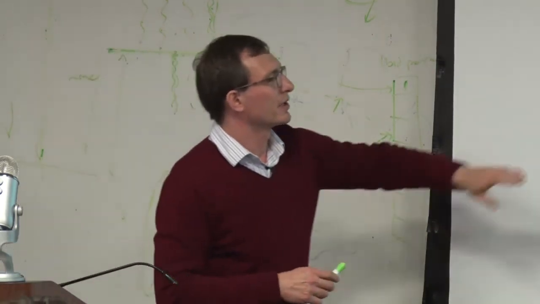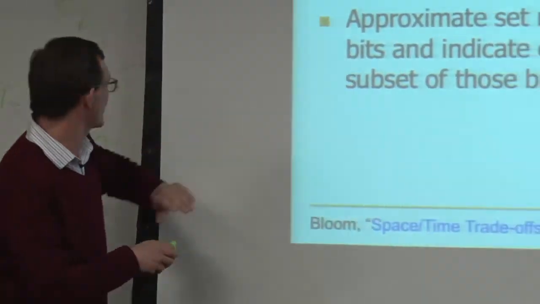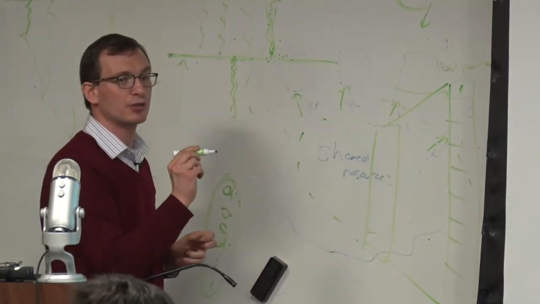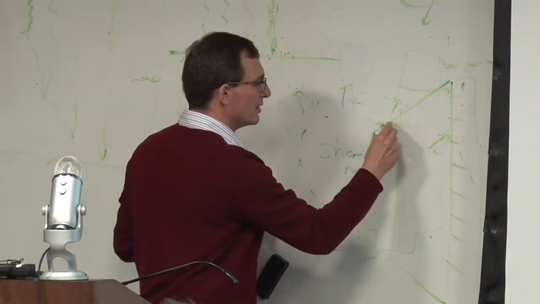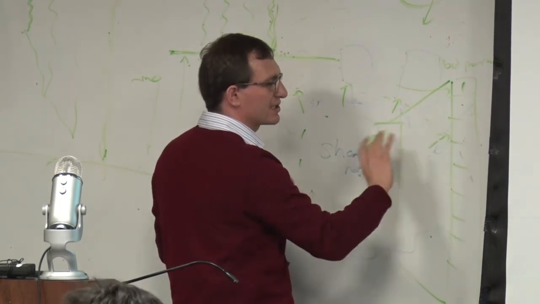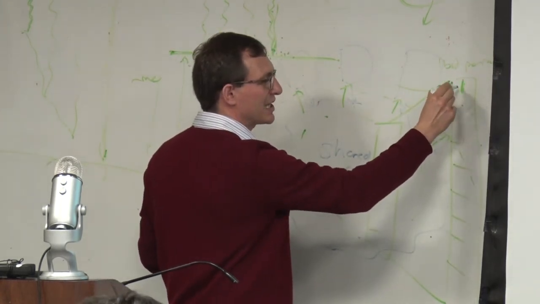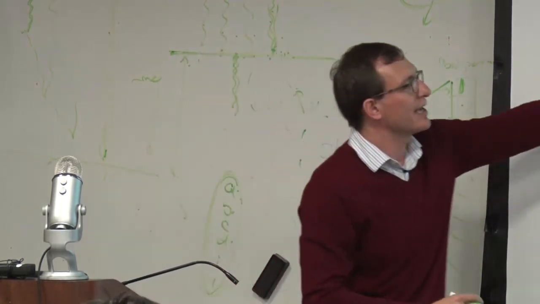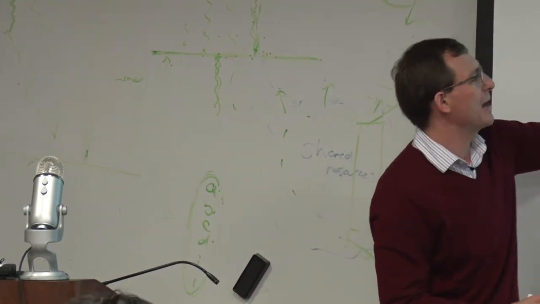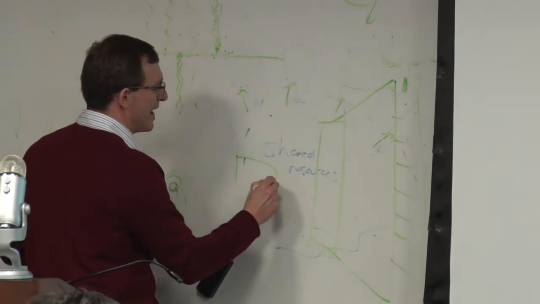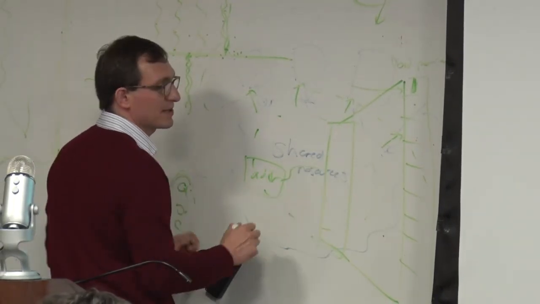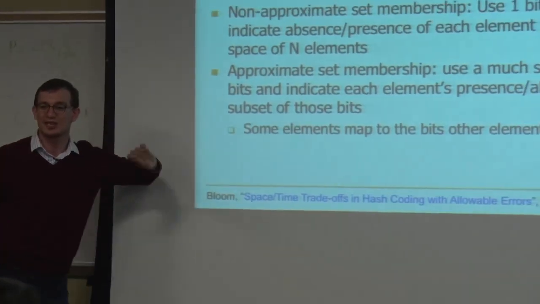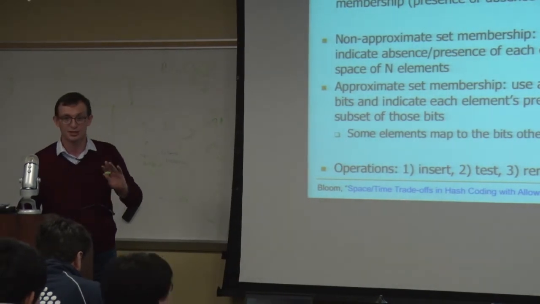Instead, we're going to use an approximate data structure, use a much smaller number of bits, basically shrink this bit vector into something smaller. Now you cannot have 1 bit per row, because this was 1 bit per row. And 1 bit per row determines set membership really easily. It's not approximate, it's exact. You set the bit for the row that you want to be present. Now you've shrunk this bit vector, and we're going to indicate each element's presence or absence with a subset of these bits. So we're going to map an address, row address, to a subset of these bits. That's the idea. Some elements map to the bits, other elements also map to them. That's the unfortunate thing. That's what is a false positive. As long as you can tolerate that, that's great.